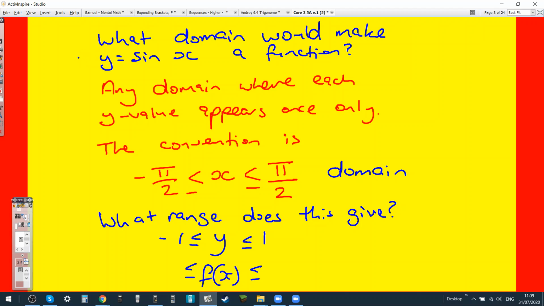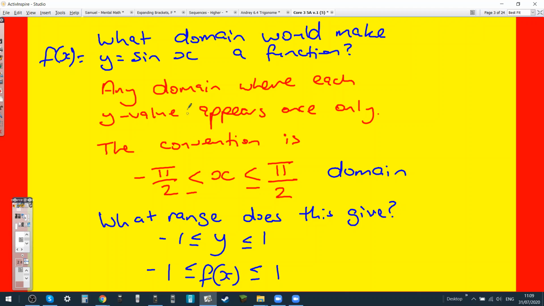Sometimes it'll be written as y equals f of x. And so instead of saying y, they'll say f of x. Because sometimes you'll have like 3 different graphs, like f of x, g of x, h of x, something like that. And so it helps to distinguish them.